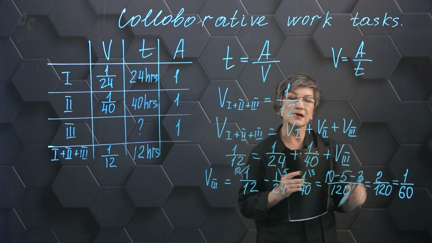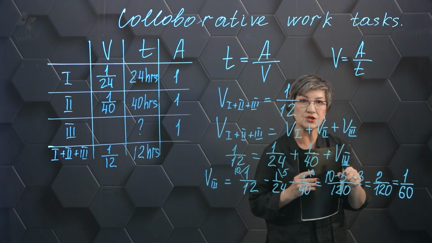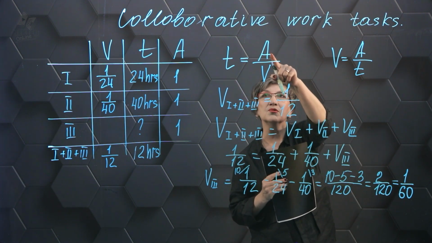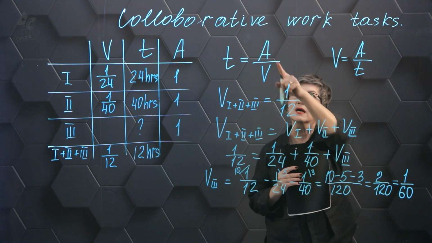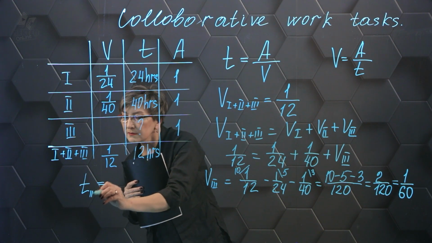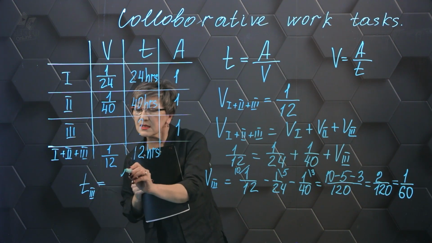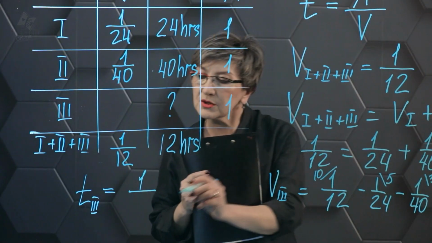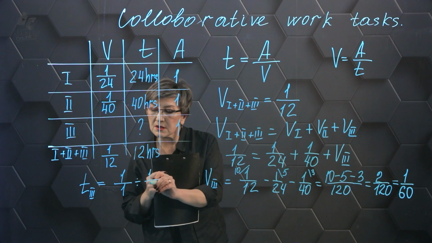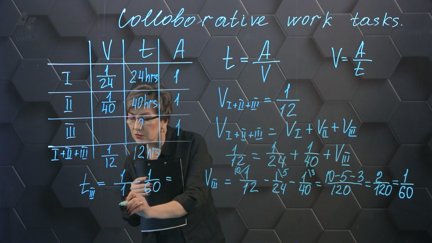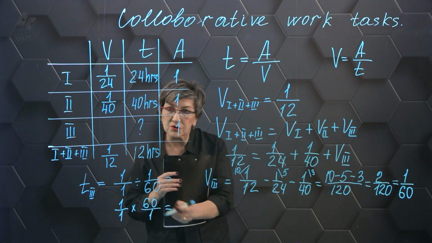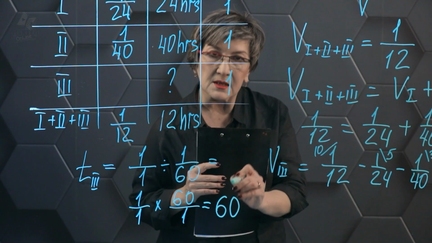And we need to find the time in which the third worker will do this work. Recall that to find the time, we need to divide the work by the productivity. The work is equal to 1, so the time of the third worker is 1 divided by productivity. Let's write down 1 divided by 1/60. 1 times 60. And we get the answer 60. In 60 hours.